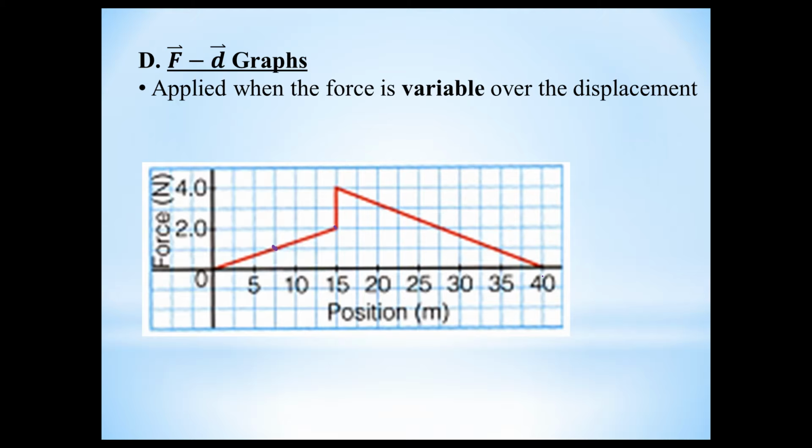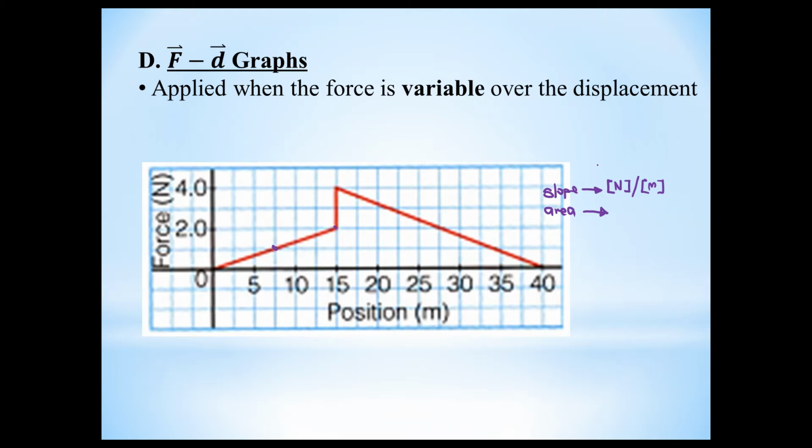We apply a force displacement graph when the force is variable over the displacement. There are two things we can get from a graph. One thing is we can get the slope, and the other one is we can get the area. If you calculated the slope of this graph, it would have units of rise over run. The rise would be your units on the y-axis, which is newtons, divided by the units on the x-axis, meters. The unit newtons divided by meters is not the unit for a joule for work. So the slope doesn't mean anything on this graph.